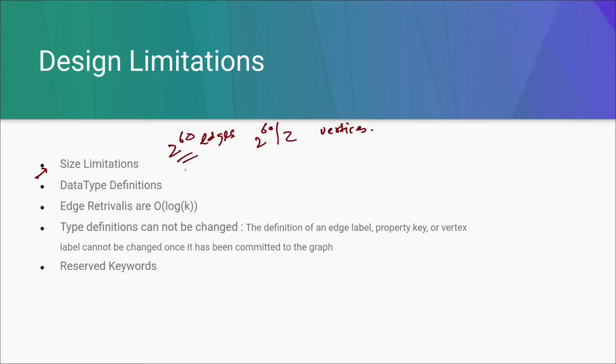This is a huge number, but if we compare it with different graph databases and the scenarios and the use cases we have today, this number is also small. So according to this, it can support only 2 to the power 60 number of edges and 2 to the power 60 by 2 number of vertices. Secondly, we have a data type definition limitation.